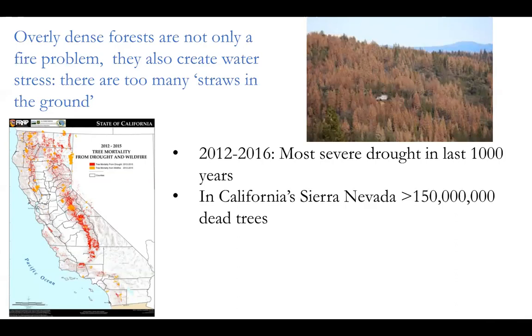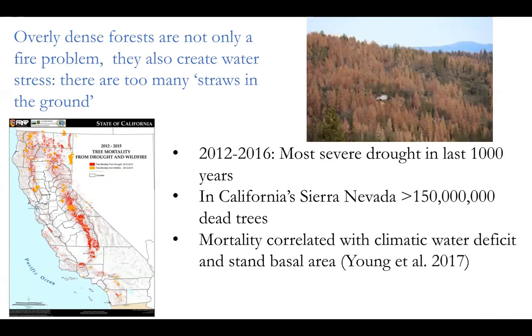Cumulatively in the Sierra Nevada, the 4-year drought plus delayed mortality, even once precipitation picked up again, was over 150 million dead trees. Some work that I was involved with that Derek Young led in a paper in 2017 showed that the spatial patterns of this mortality were very strongly correlated both with the regional mean climatic water deficit, the average water demand of a site, integrating temperature and precipitation, and also the stand basal area. So the amount of transpirational demand, which is closely related to stand basal area, is positively associated with the amount of mortality that we saw.